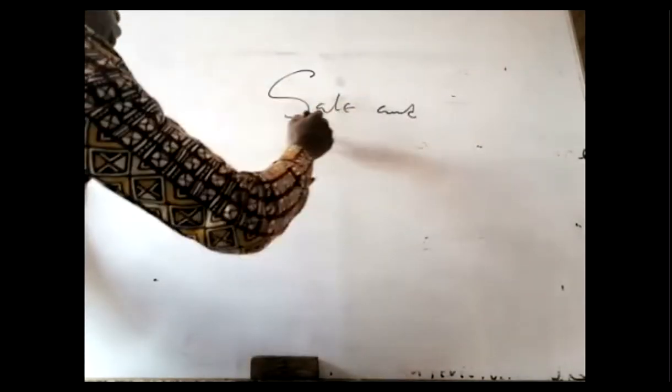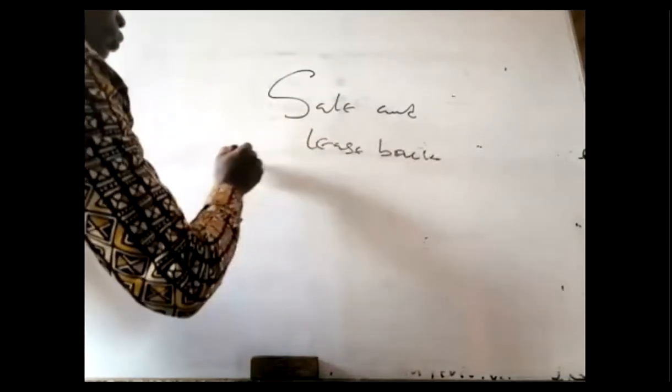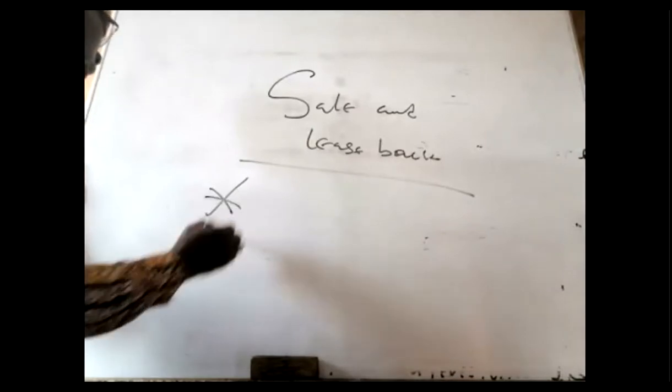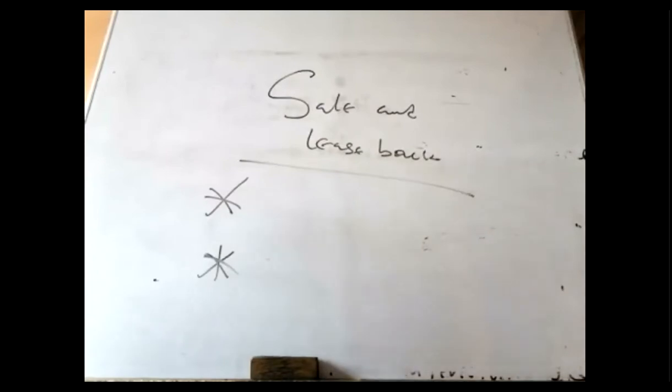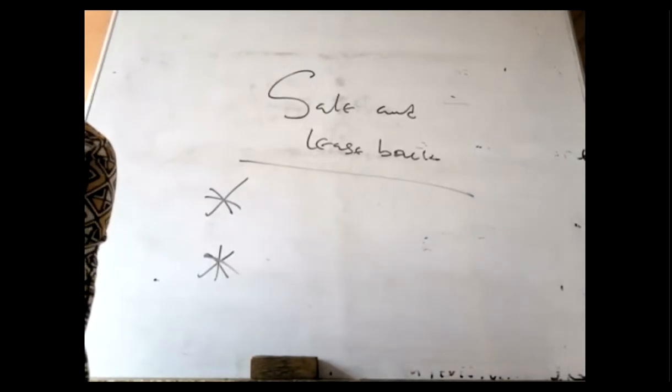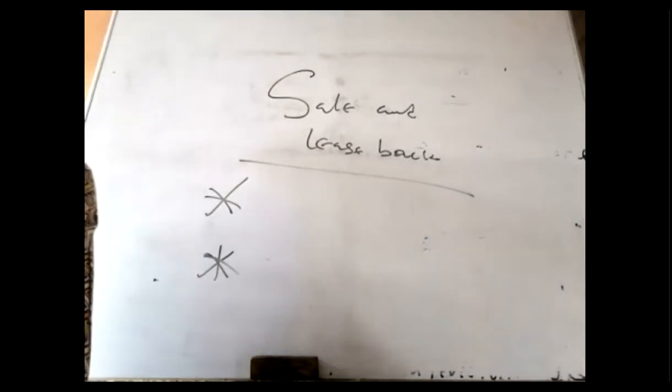So, sale and lease back. Fine, basically, there are two sections that we need to know. Sale and lease back transaction. Here, the lessee will first of all sell the item to a buyer, then immediately lease it back from the buyer.